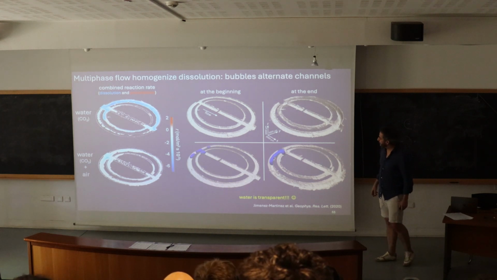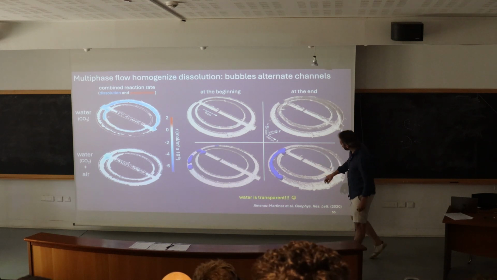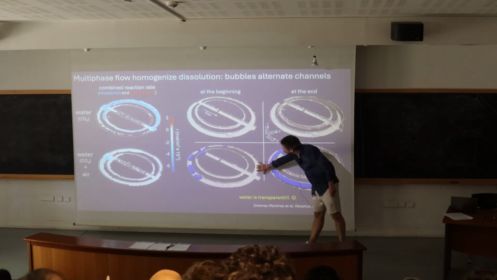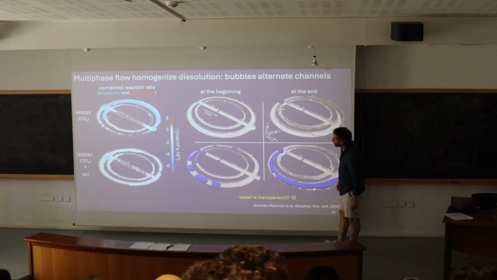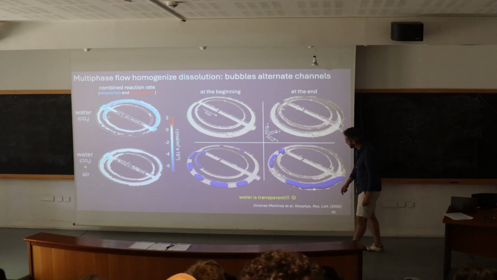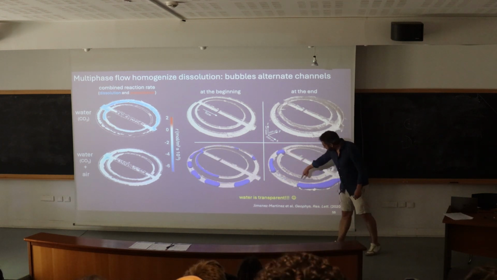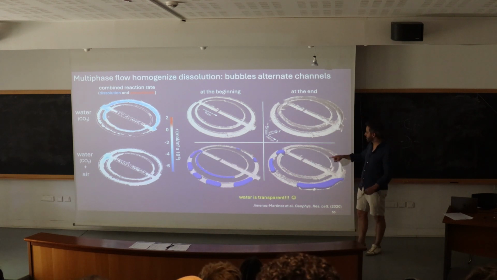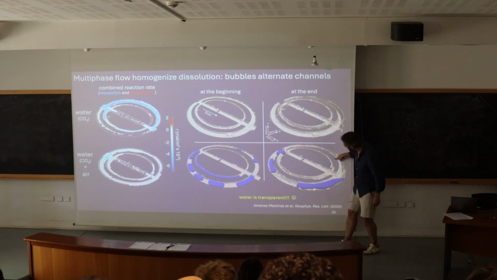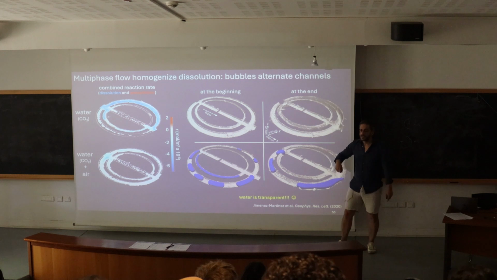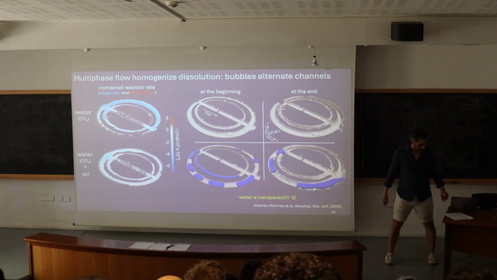You have here for the multiphase flow at the beginning, you have that. This is the bubbles moving through the system. Be careful because the water is transparent. And then at later times, the bubbles are mainly moving by this channel, but during the duration of the experiment, they were also mainly circulating here, and then after circulating another channel, they were alternating.